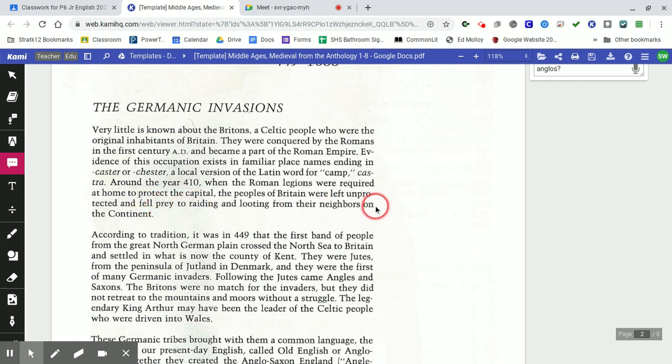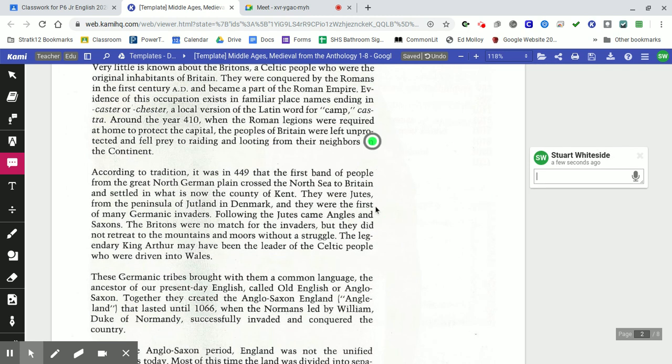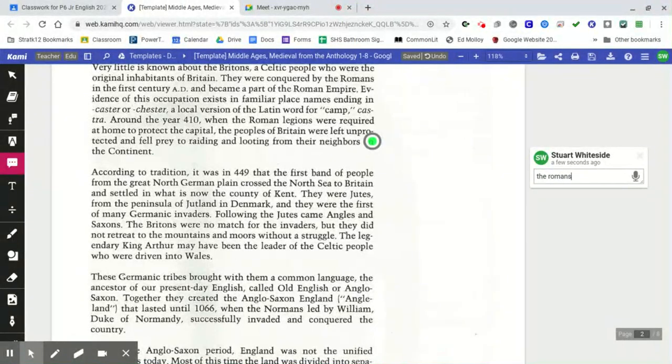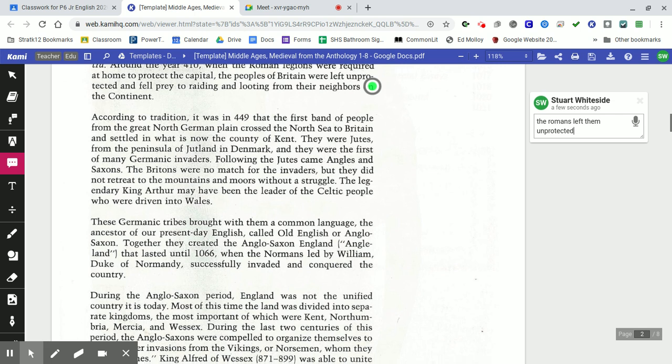Okay, so this is what happened when the Romans left. It left the people susceptible to attacks. And what happened is roving tribes from all over saw this island and decided to attack it, and steal and do all that good stuff.